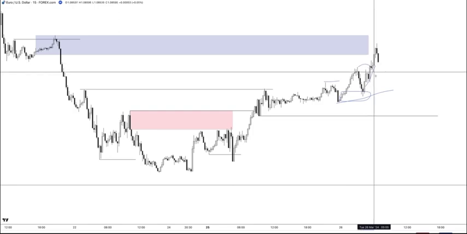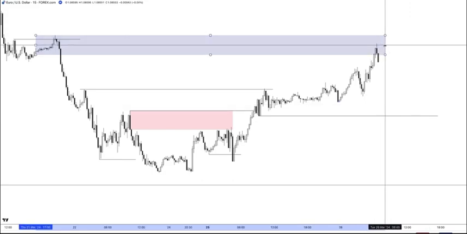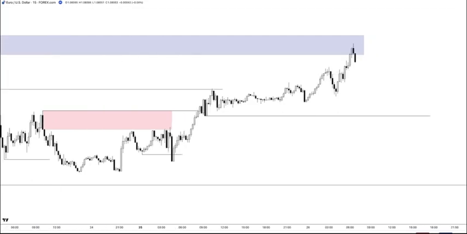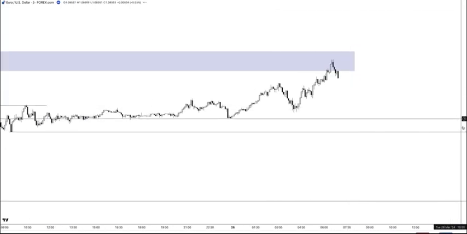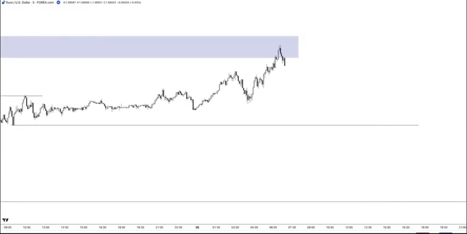Lots of buyers are entering the market now. Look here, take out the high, price returns to the low, respects this, and runs away. What does that tell me? Liquidity below this low as well. Perfect. So approaching New York session, we tapped into this H4 liquidity box on the left-hand side.